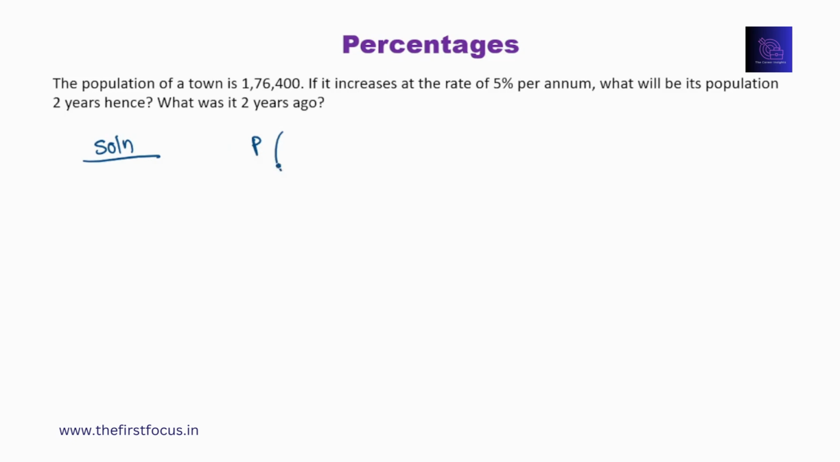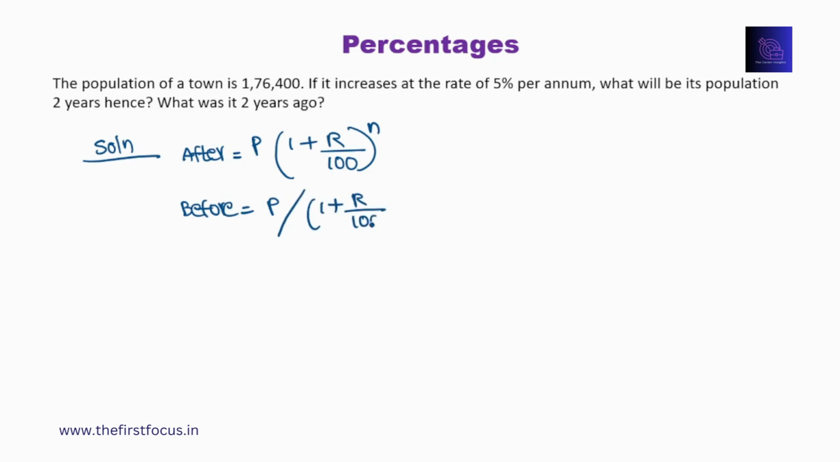That is, the value P into 1 plus R by 100, the whole power n, where n is the number of years. If it is a decrease rate, we have to use the minus symbol here. This is for after. If they ask to find the value before, we have to use the formula P divided by 1 plus R by 100 the whole power n.